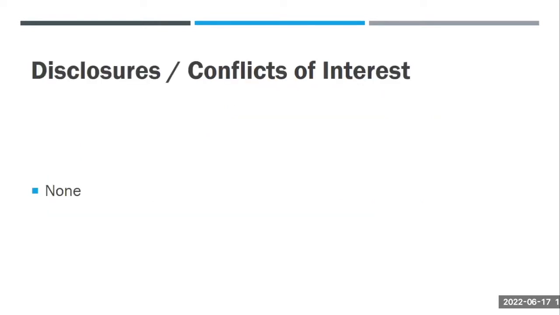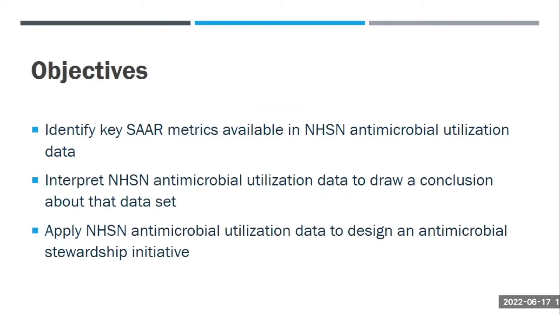I have no disclosures or conflicts of interest to report. The objectives for today will be to identify key SAAR metrics available within NHSN antimicrobial utilization data, and to interpret the NHSN antimicrobial utilization data to draw a conclusion about that data set. So we want to make sure that we're able to understand what that data can tell us, what it can't, and what some limitations may be of that data. And then lastly, I'd like to be able to apply the antimicrobial utilization data to design an antimicrobial stewardship initiative.